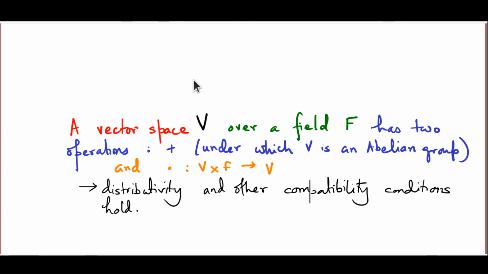And as you all know, a vector space is never defined on its own. It always comes with an associated field F, which in most physics applications is either the set of real numbers or the set of complex numbers. And this vector space V over a field F has two operations: plus, under which V is an abelian group, and dot, scalar multiplication, which takes an element of F and an element of V and returns an element of V in such a manner that these two operations have distributivity and other compatibility conditions.